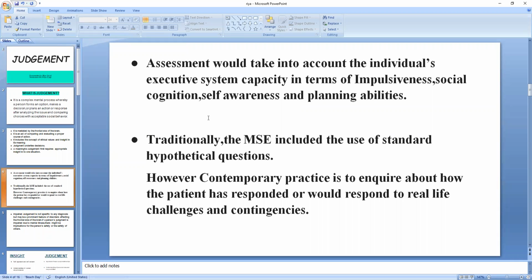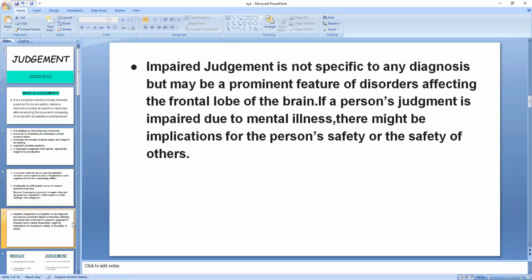Traditionally, the MSE included the standard hypothetical questions. However, contemporary practice is to inquire about how the patient would respond to real-life challenges and contingencies. Impaired judgment is not specific to any diagnosis, but may be a prominent feature of disorders affecting the frontal lobe of the brain. If a person's judgment is impaired due to any mental illness, there might be an implication for the person's safety or the safety of others.